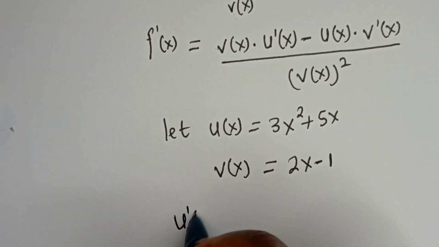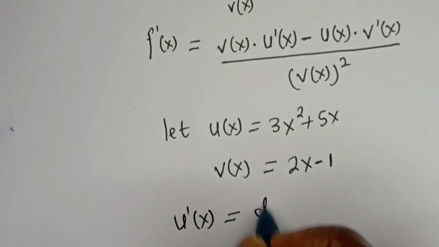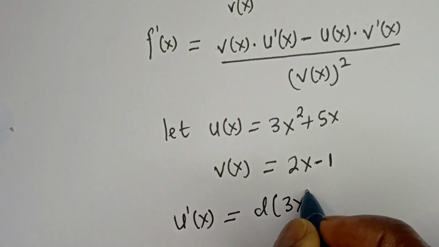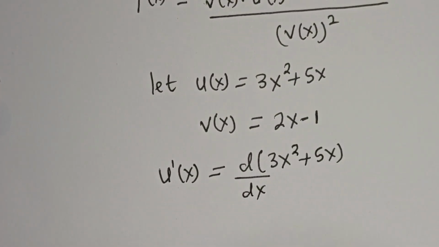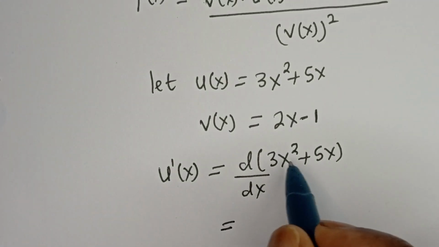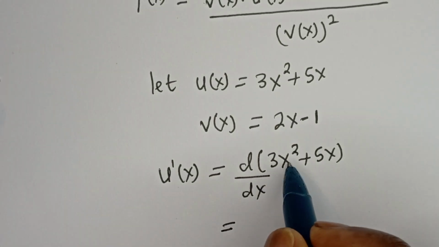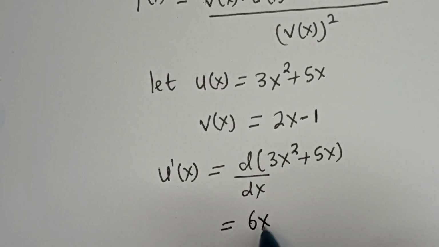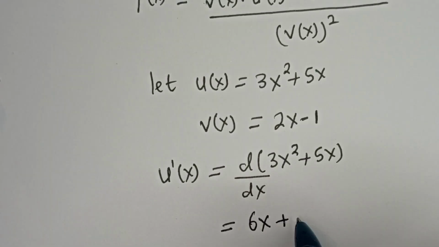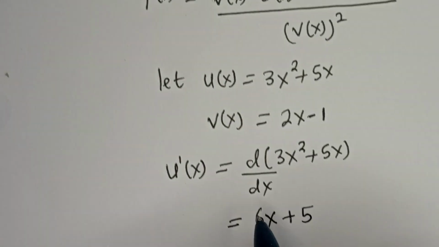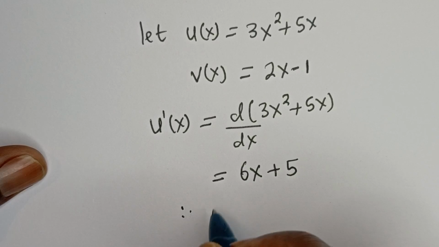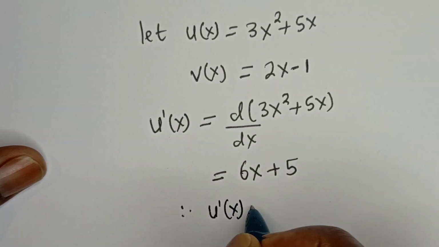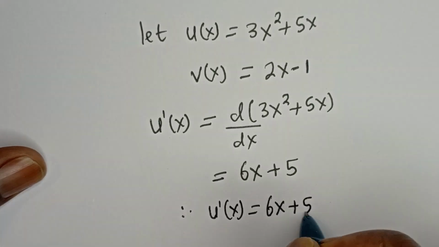u prime of x is equal to d of 3x squared plus 5x dx, and this is equal to, if you differentiate this with respect to x, the derivative of 3x squared is 6x, then plus the derivative of 5x is 5. Therefore, u prime of x is equal to 6x plus 5.